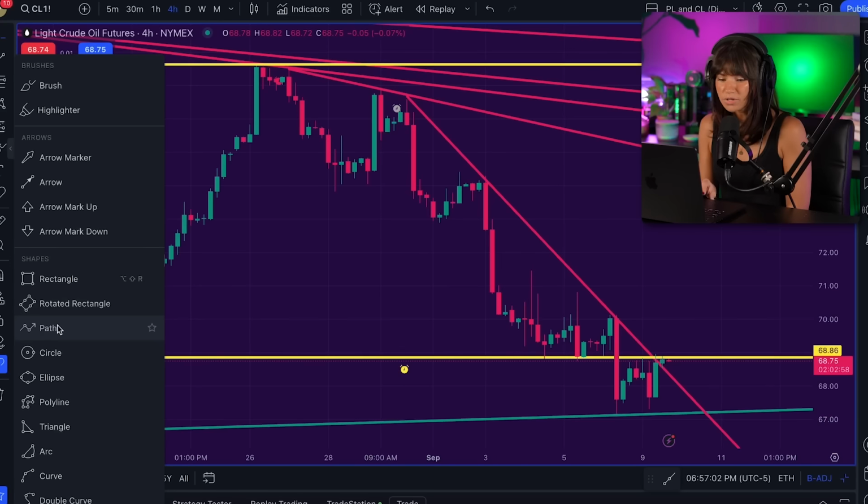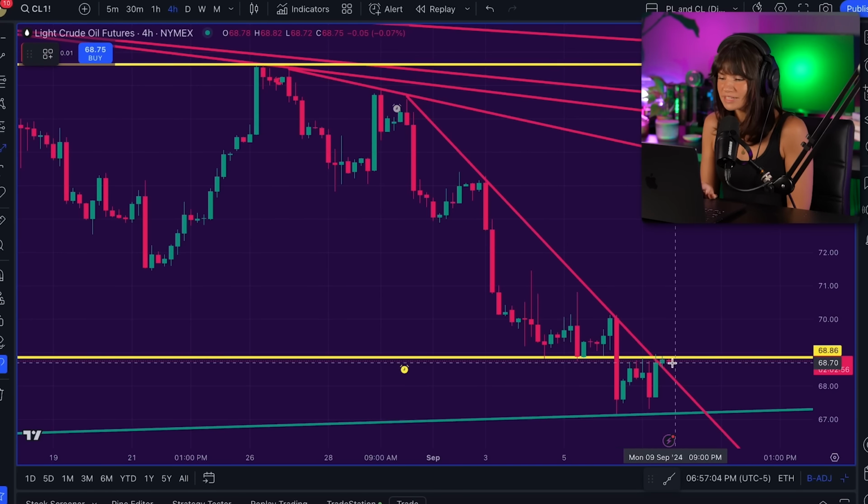I like to go through as many different scenarios in my head as I can. I will even use the path tool here to come up with as many different scenarios as I can on what could happen this coming week. So once all of my lines are in the correct place, all of my alerts are set, then I simply will get myself ready and prepared mentally for whatever scenario.